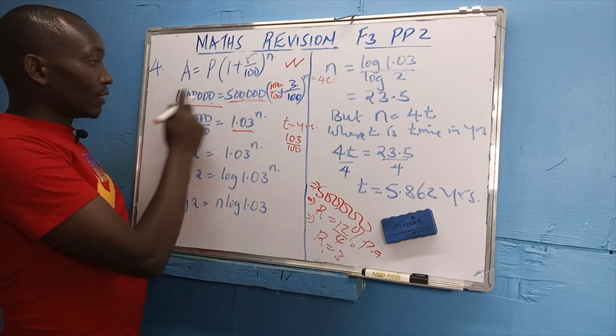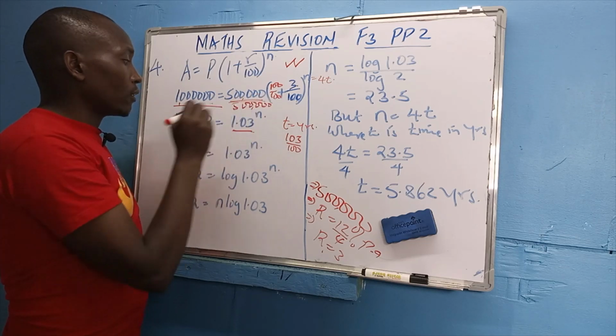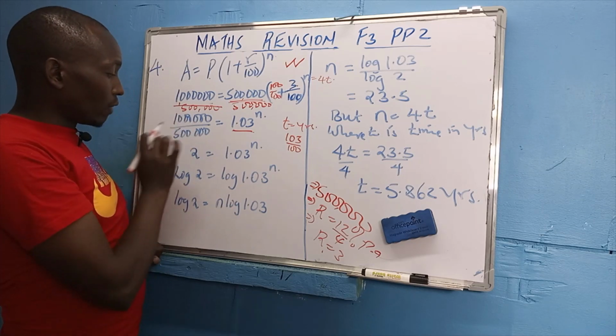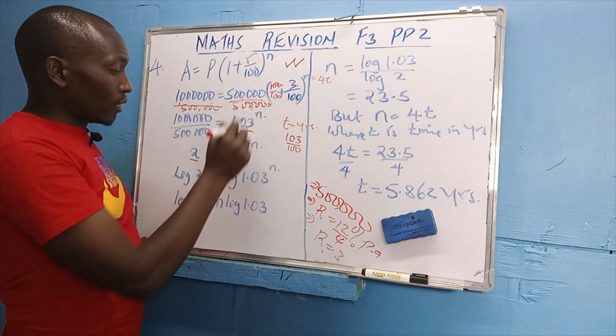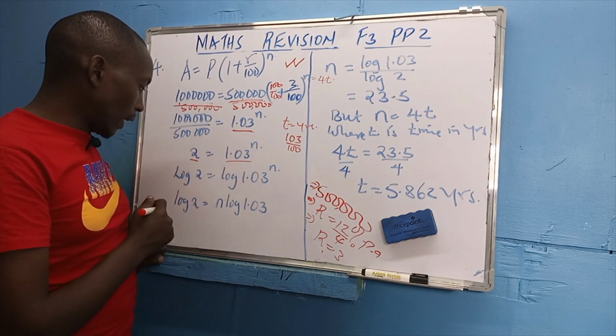So over this side, what I've done here is to divide by 500,000. Yes, I divide by 500,000. So with that, a million divided by 500,000 would be 2. Then this would be 1.03 to power n.